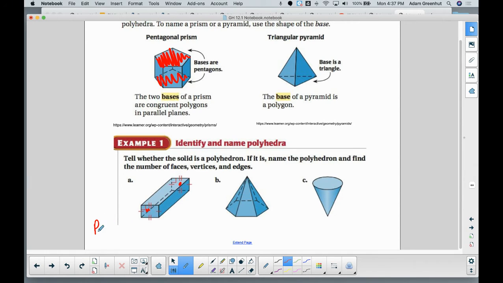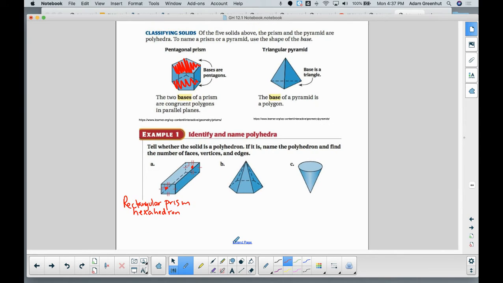So I would call this a rectangular prism, which also could be classified as a hexahedron. It has 6 faces. And then it says to find the number of faces, vertices, and edges. Well, it's got 6 faces. That's why I called it a hexahedron.